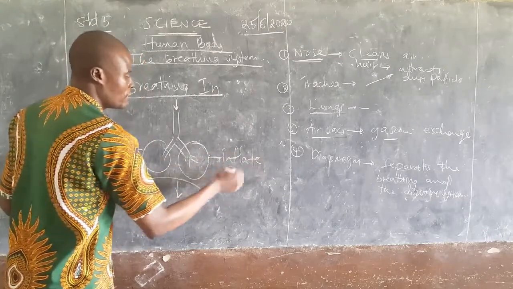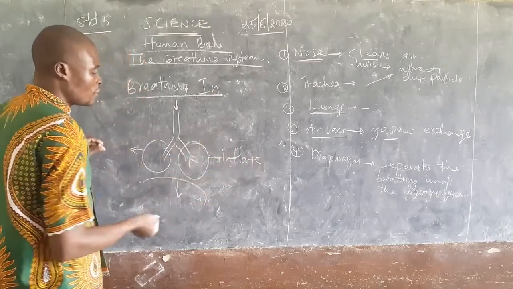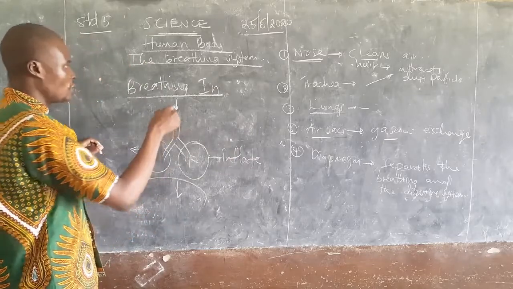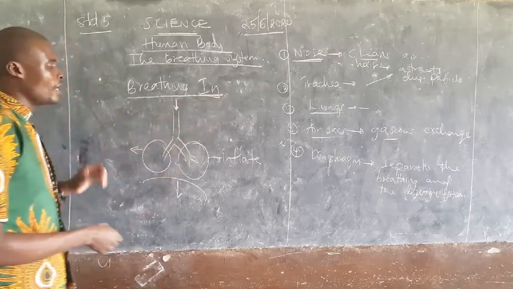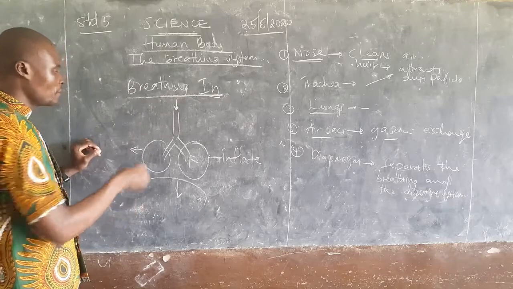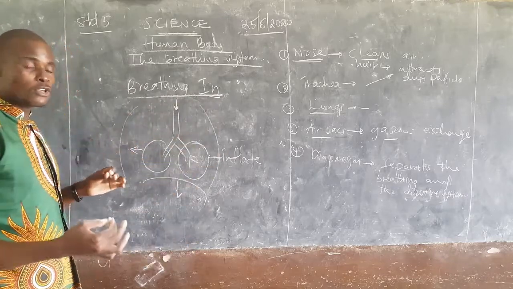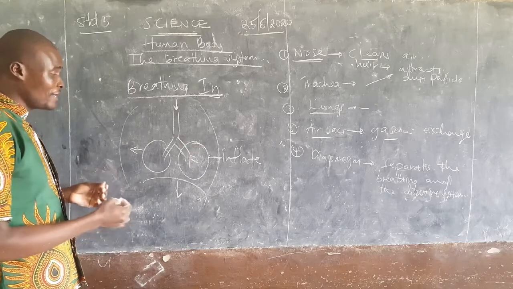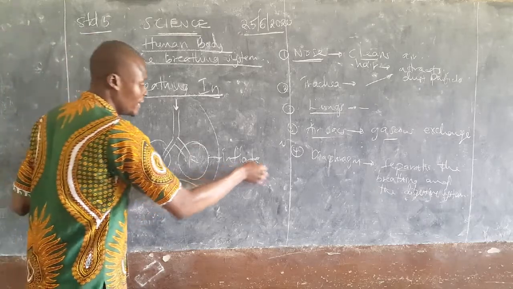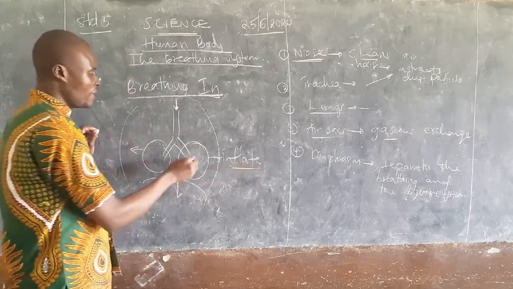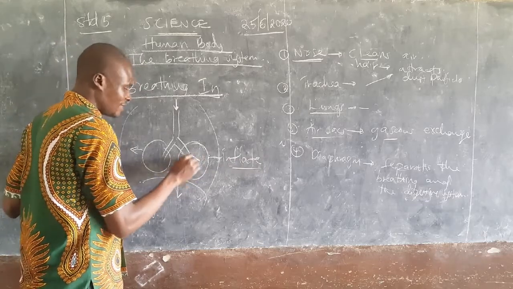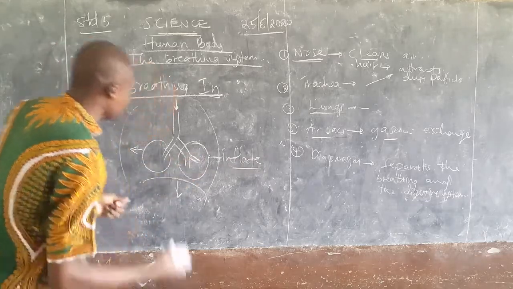To inflate is simply to become big. The opposite of that is to deflate, that we are going to check in the breathing out. So when air comes in, you realize that your chest cavity is going to be bigger. Your chest is no longer going to be the same again. Your chest will inflate, meaning the lungs here become not the way they were again.